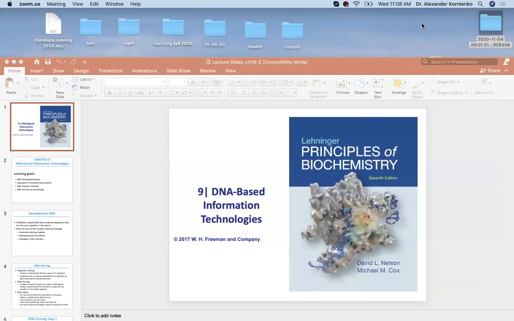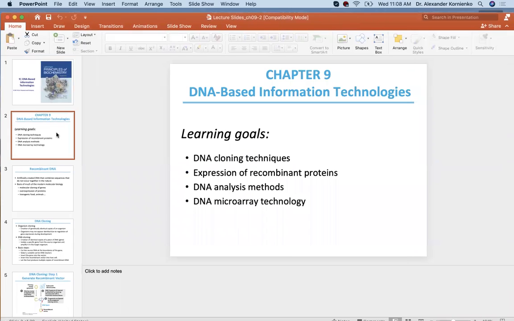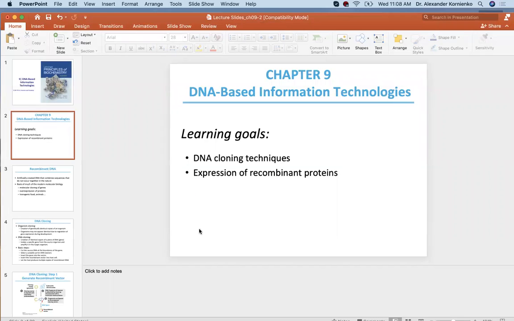I'm going to share my screen. All right, so what we are going to do is talk a little bit about DNA cloning techniques and expression of recombinant proteins. So these are the most common ones for molecular biology. And we will not cover microarray, and we will not cover this. So just these two.